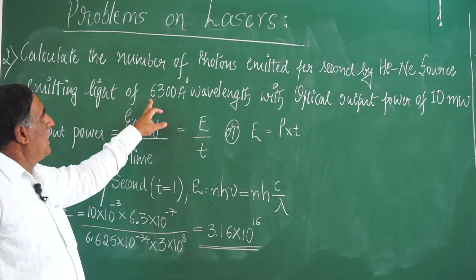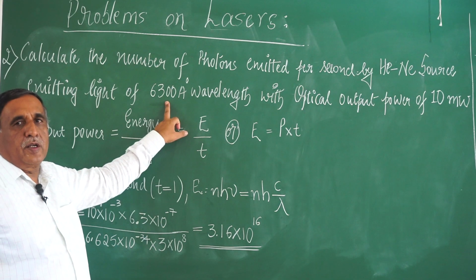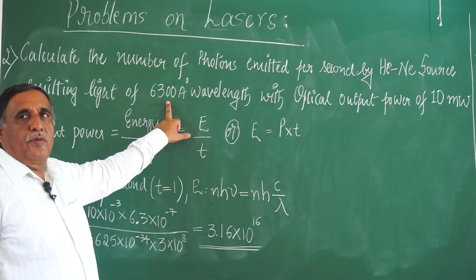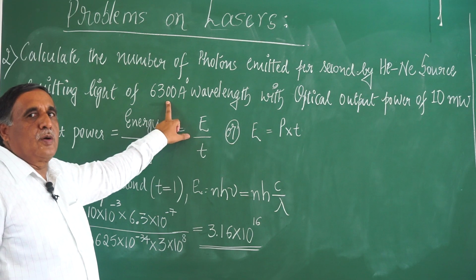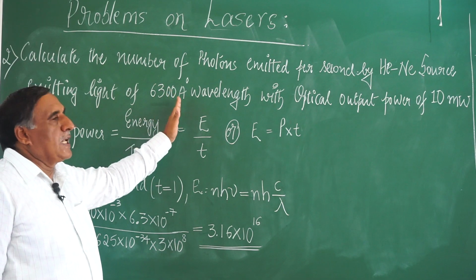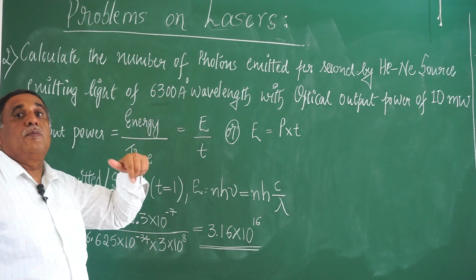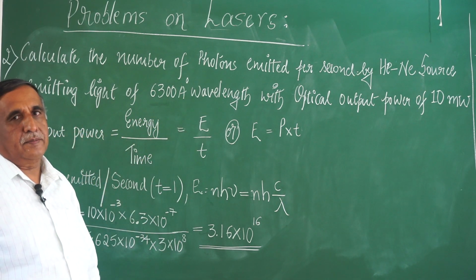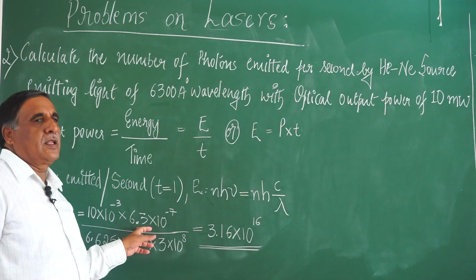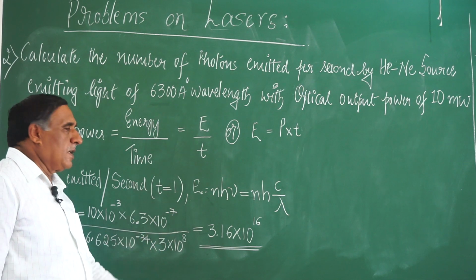Observe that the wavelength given is 6300 angstrom unit. 1 angstrom unit is equal to 10^-10 meter. Meter is the SI unit of length, and angstrom unit is a small unit, so one has to convert angstrom unit to meter. So, 6300 × 10^-10 will be in meters. If you take 6.3, the value will be 6.3 × 10^-7.